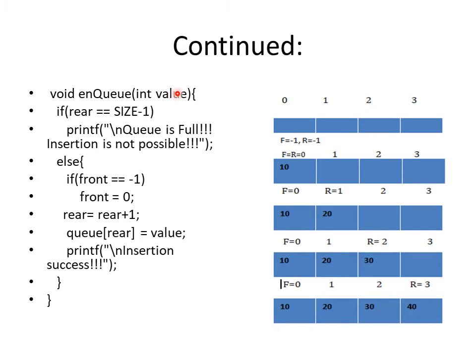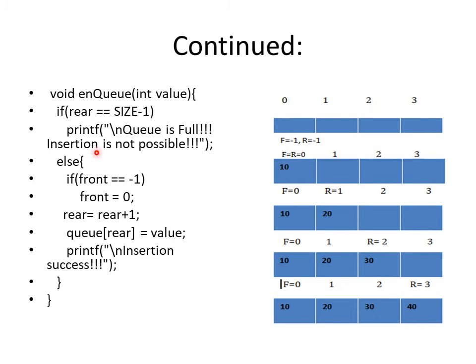Now I am explaining in detail how NQ works. Here void NQ(int value), I am taking a value to insert into a queue. Now, if rear equals size minus 1. Initially I told you that before inserting any value into any queue, I should check whether the queue is full or empty. If it is full, what happens? If I try to insert any element, it will show that queue is full. Insertion is not possible. If this condition comes, I cannot insert any elements.